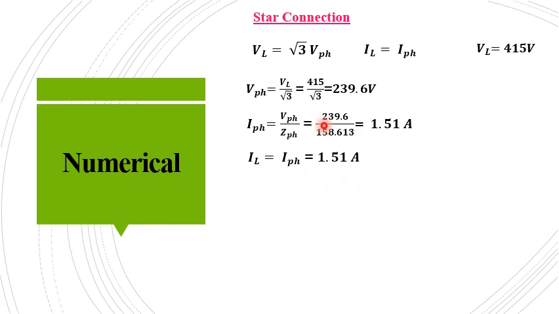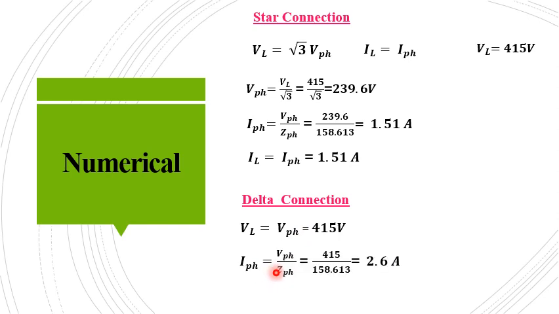Similarly, let's find the current in the case of a delta connection. For a delta connection, we know that line voltage equals phase voltage, so that will be equal to 415 volt. Now that we have the phase voltage, we can find the phase current. The phase current is V phase by Z phase, which is 2.6 amperes. Now the line current will be equal to root 3 times the phase current. Substituting, we get 4.53 amperes.